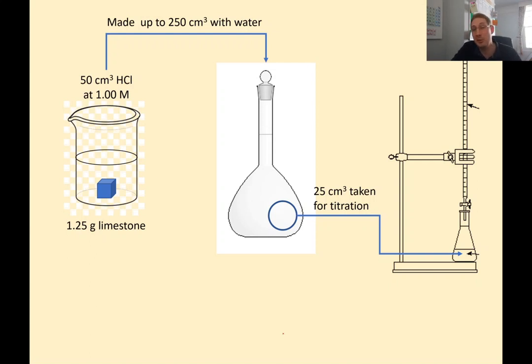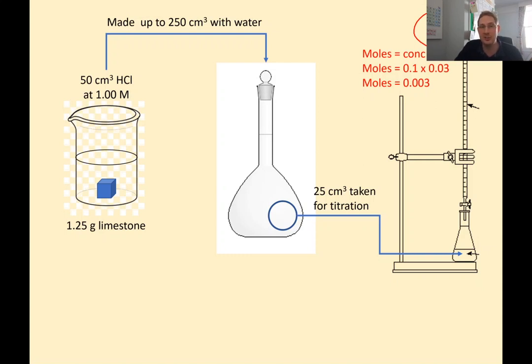The thing to remember with one of these back titration questions, which could be 7 or 8 marks, is just start at the end. Start with the titration. That's the bit that's most familiar to you. Okay, 30 centimetres cubed of 0.1 molar sodium hydroxide. Well, we know that is 0.003 moles.